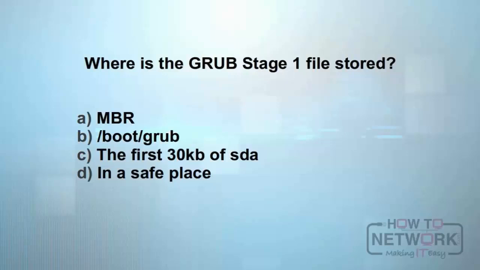Now it's time for our review quiz. Where is the GRUB Stage 1 file stored? On the MBR, in /boot/grub, in the first 30 kilobytes of the SDA, or in a very safe place? Again, where is the GRUB Stage 1 file stored? And the answer is, it's stored in the MBR, the master boot record, the very first section of the main hard drive, also known as the superblock.